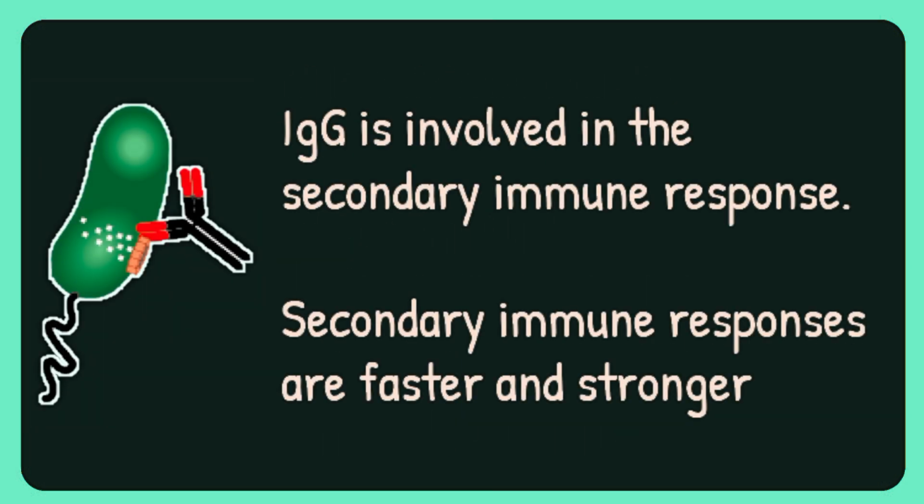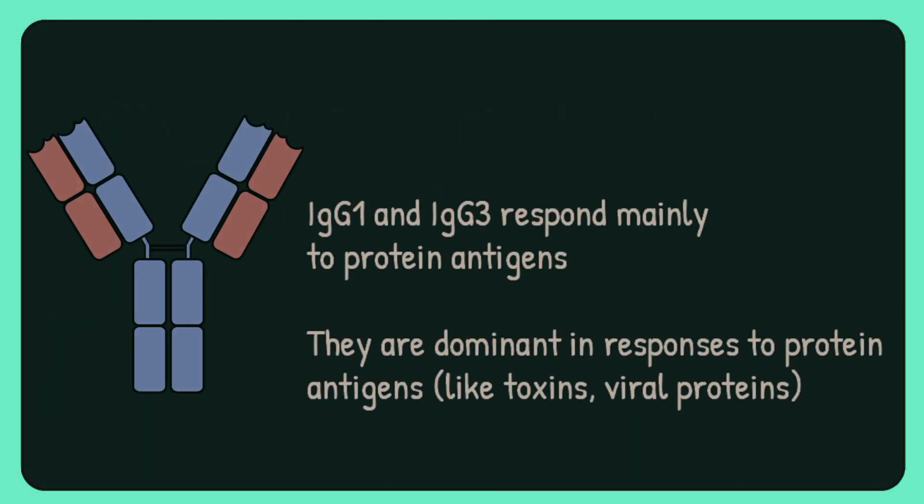IgG is involved in the secondary immune response, which is much faster and stronger than the first encounter. It's the main antibody produced when the body meets a previously recognized pathogen. IgG1 and IgG3 mainly respond to protein antigens, such as toxins and viral proteins. These 2 subclasses are especially dominant when the immune system is dealing with protein-based threats.